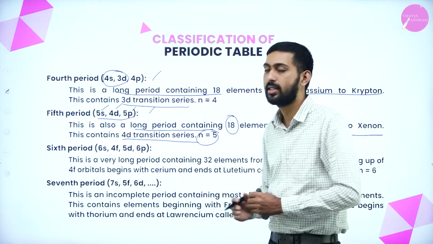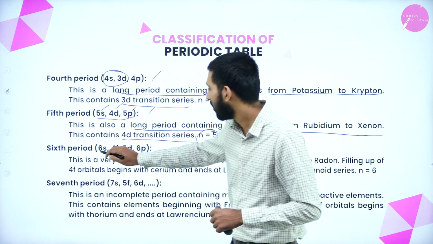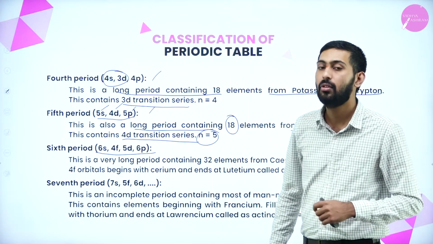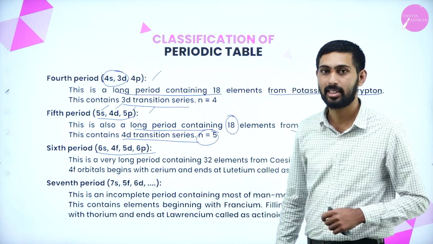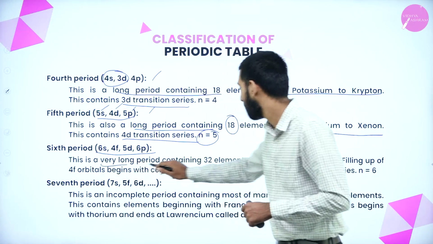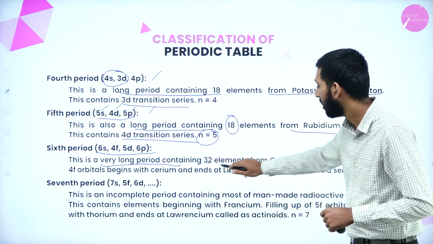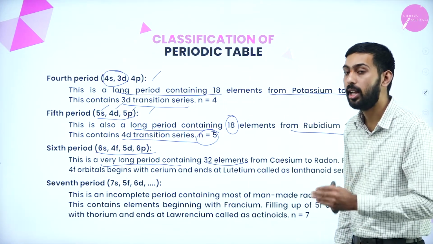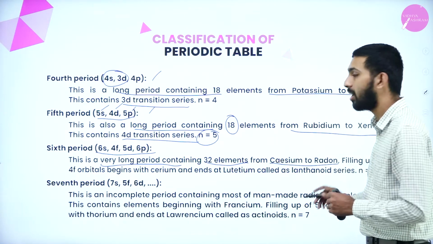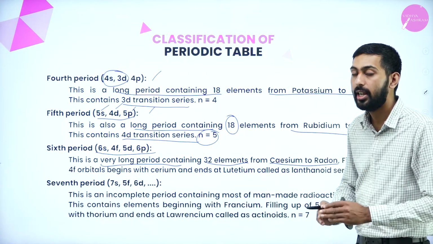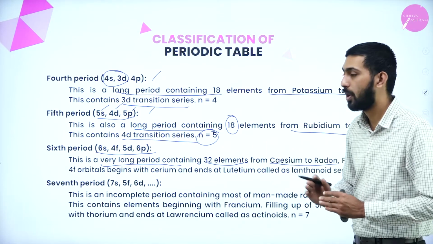Okay. Next thing is sixth period. In sixth period, which orbitals are present? 6s, 4f, 5d and 6p. And this is a very long period. How many elements does it have? It has 32 elements from cesium to radon in this periodic table.